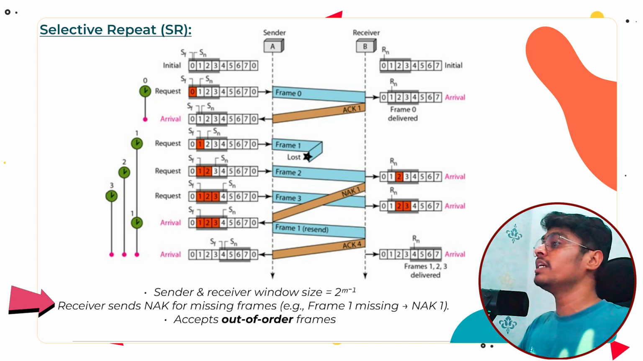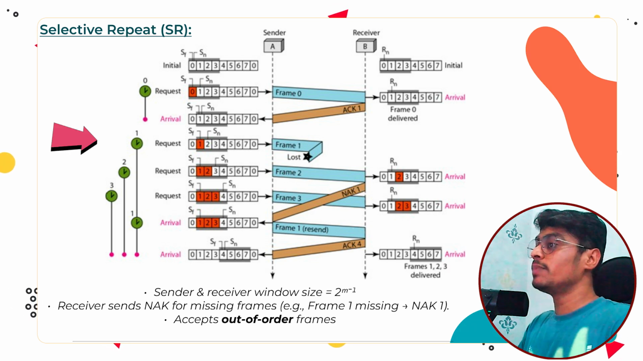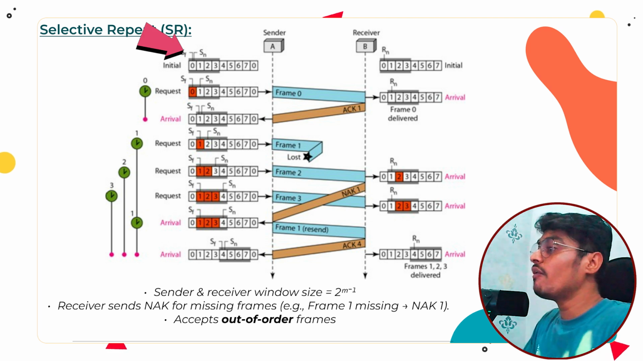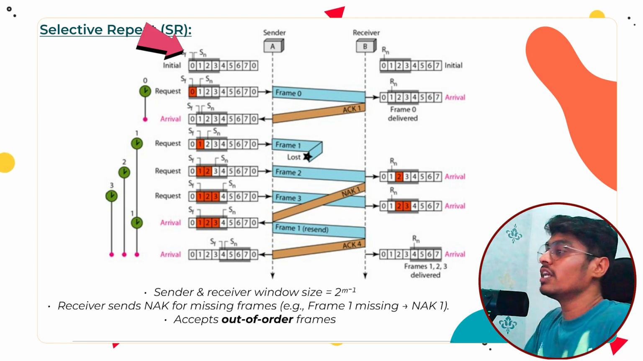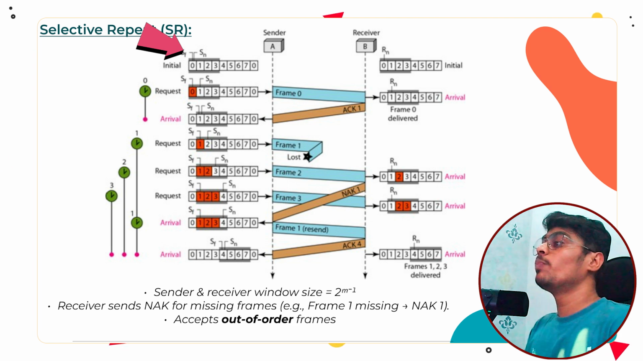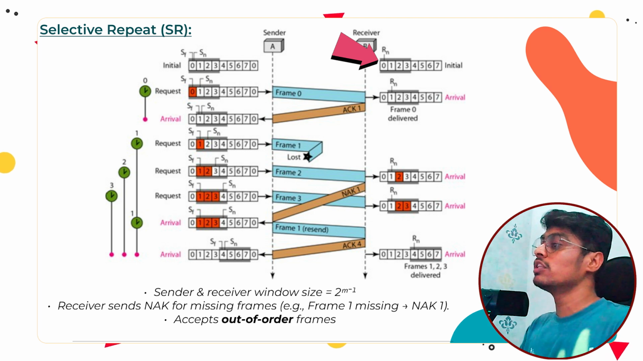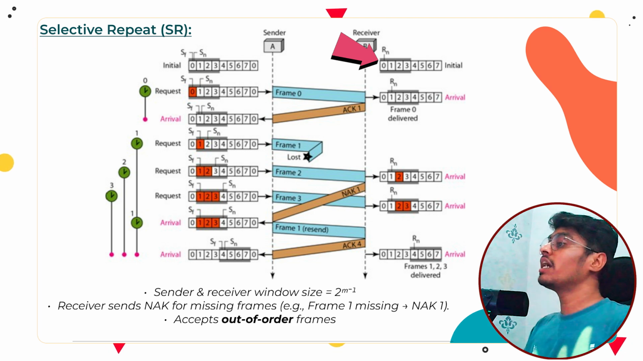One more important point here is negative acknowledgement. Let me explain the concept of negative acknowledgement with an example. Let's say we have m equal to 3, so 2 power 3 equal to 8, total sequence numbers 0 to 7. The window size is 2 power 3 minus 1 equal to 4. So the sender window covers frames 0, 1, 2 and 3, and the receiver window also covers 0, 1, 2 and 3. Both have the same window size.